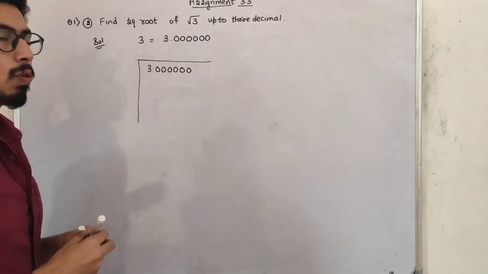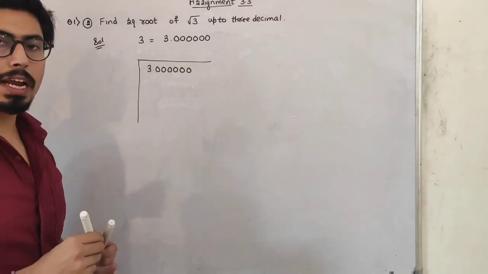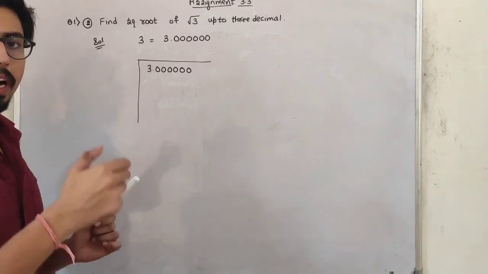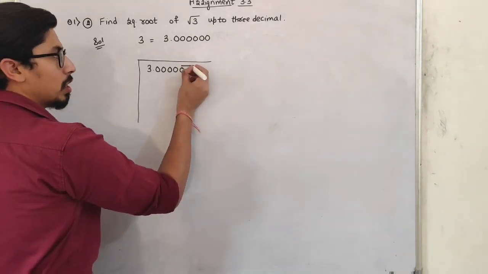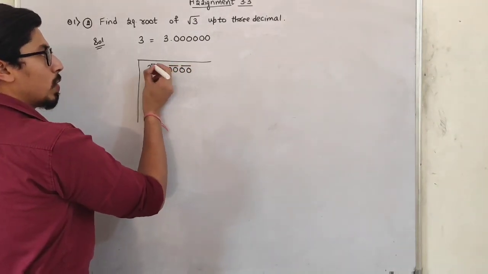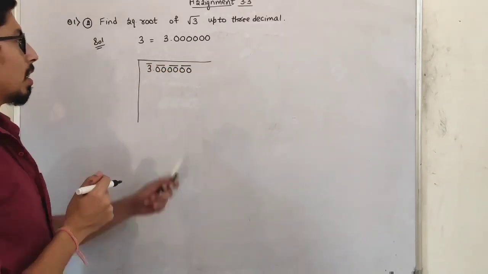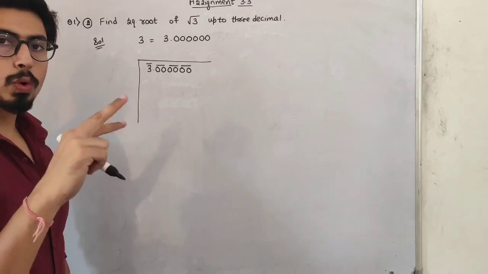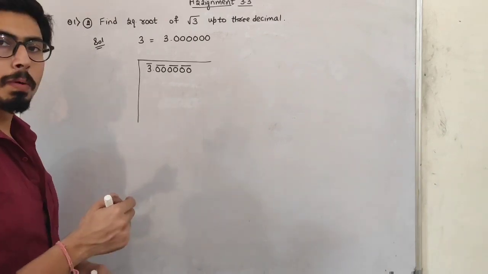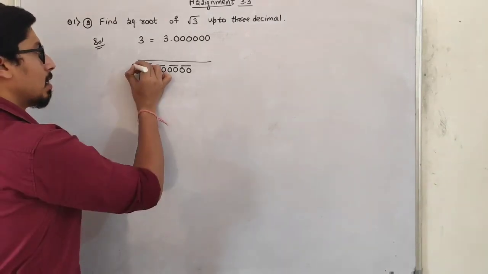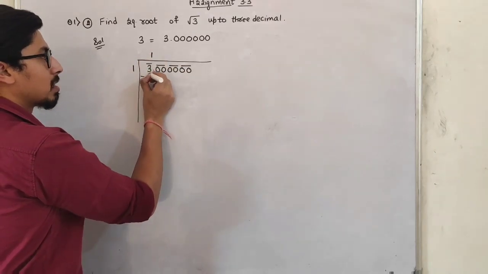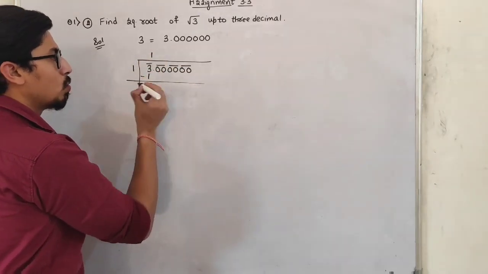Okay students, now just make the base and place bar over them from the end. So 0 0 0 0 0 0 and just 1 3 is taking 1 here. Okay students, now we have to take a number whose square is nearer to 3. So it will be 1 because 1 square is 1, so this 1 here and subtract 1, it will be 2.